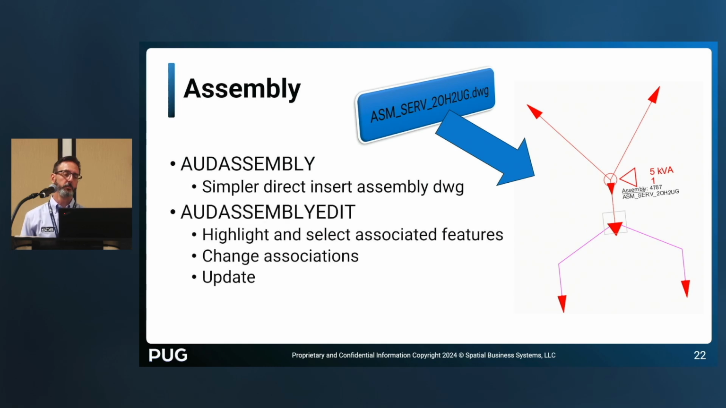The AUD assembly edit command provides some additional operations for the assembly, including highlighting and selecting the associated features to the assembly and changing the associations and also updating the assembly. So in cases where you may have a standard assembly that's been inserted like that and you need to make changes to it, this allows you to then update designs that have already used that assembly to then reflect the latest definition from the source assembly DWG.